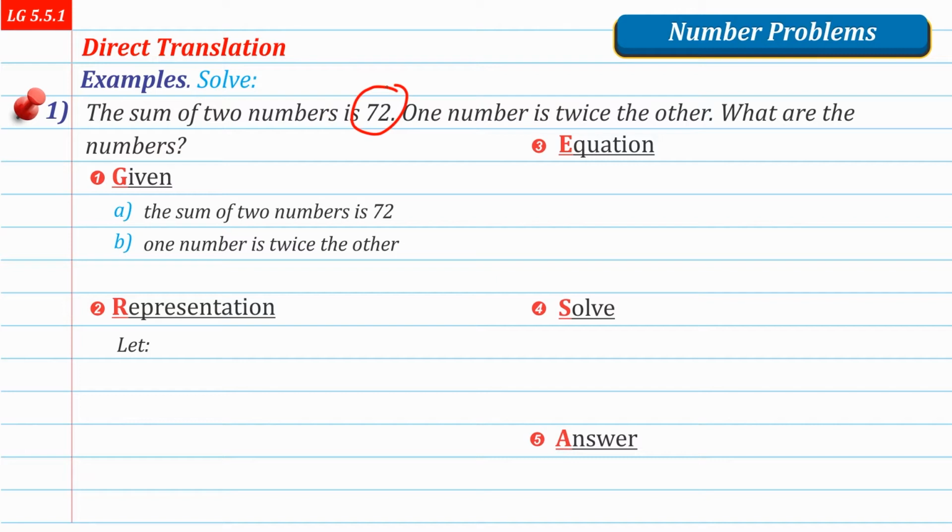Ilang numbers ang sum is 72? Ang dami, boy. Kung ita-trial and error mo yan, good luck sa'yo. Diba? Kaya mag-direct translation. Mag-algebra ka. Yan yun. Okay, how do you do this by algebra? We should know how to represent. Anong ibig sabihin ng how to represent?